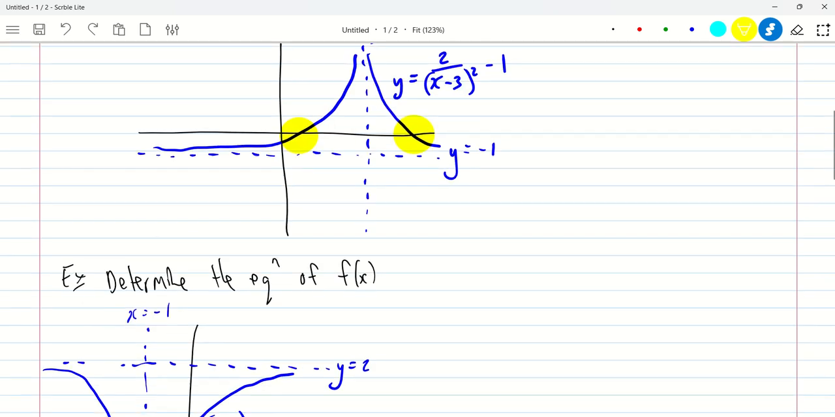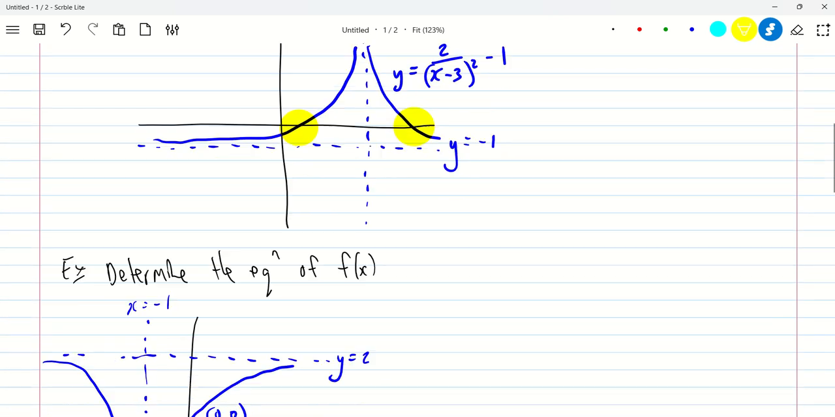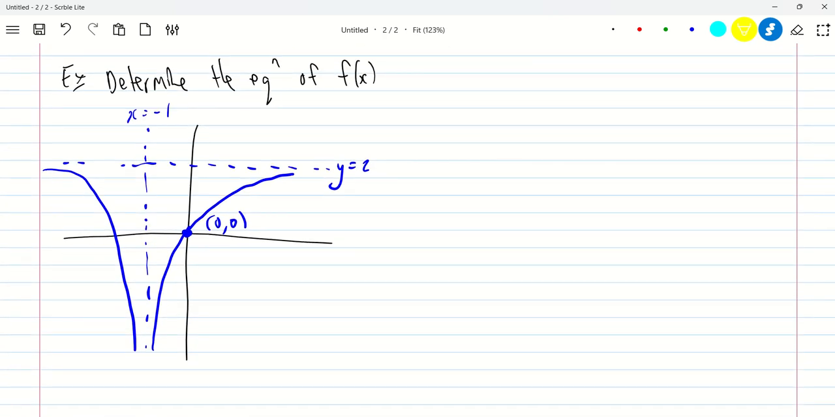Hope that makes sense. Last one. Let's determine the equation of this. What have we got here? We have a function, f of x, and we're going to have an a on the top. On the bottom, what is my vertical asymptote? It's x minus 1. So here it's going to be x plus 1 squared, because it's a truncus.